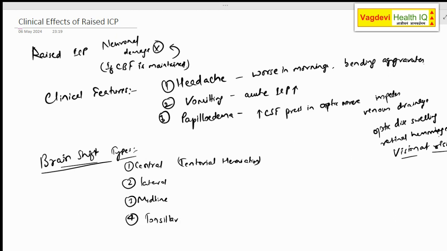It's a midline lesion or diffuse swelling of the cerebral hemispheres, resulting in vertical displacement of midbrain and diencephalon through the tentorial hiatus. So basically, swelling of cerebral hemispheres results in the vertical displacement of midbrain and diencephalon. So this is the central, also called tentorial.